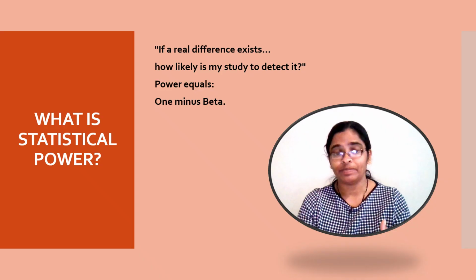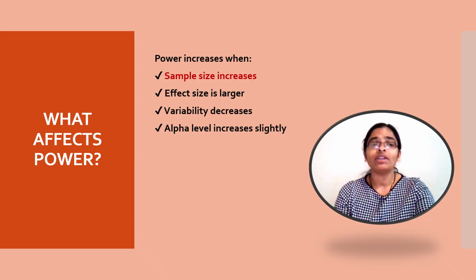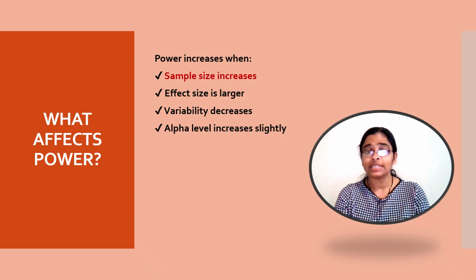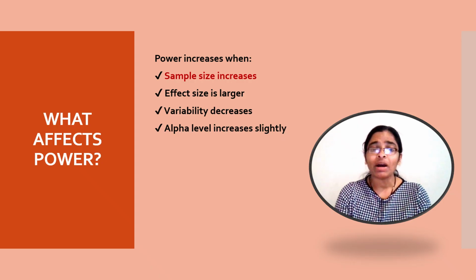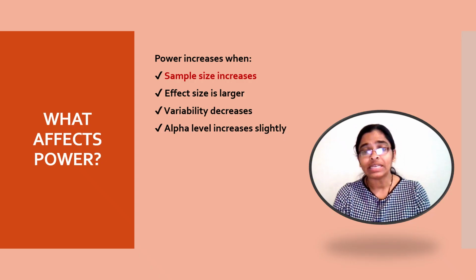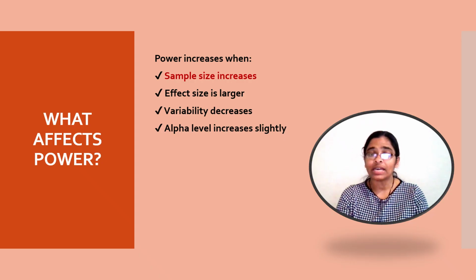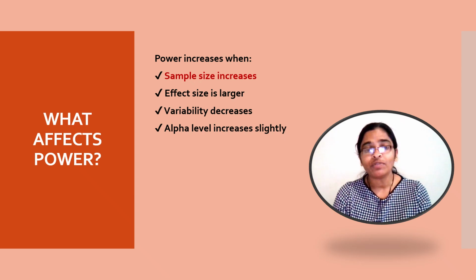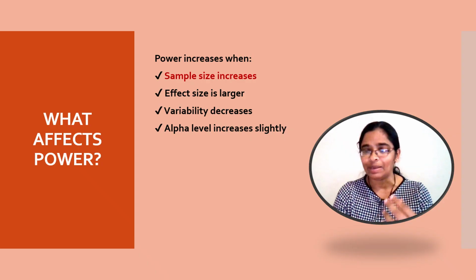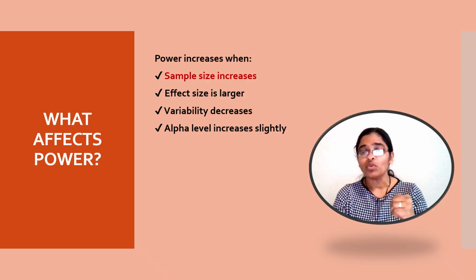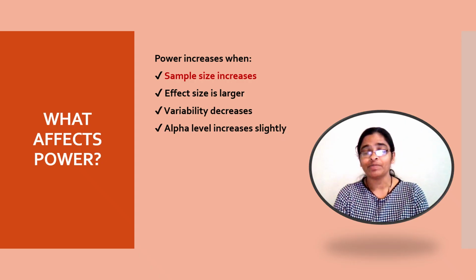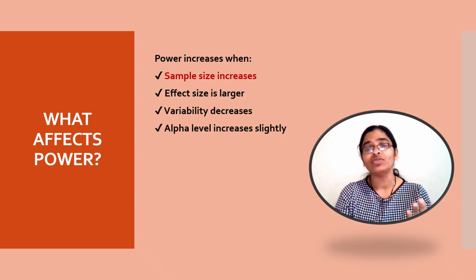Now, there are several factors which affect power. Remember this part as it is one of the favorite questions in paper B. Power increases when sample size increases, effect size is larger, variability decreases and alpha level increases slightly. But out of these four, the biggest factor which influences power is sample size. Remember, larger studies have greater power.